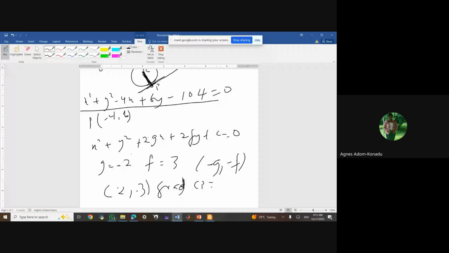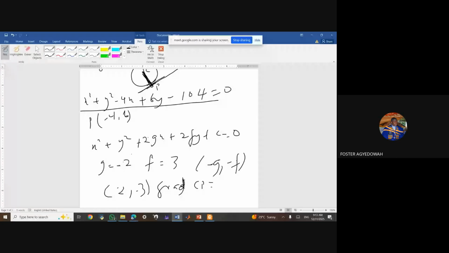We have C to be (2, -3), and then we are given the point (-4, 6). Let's find the gradient for CP. CP will be what?